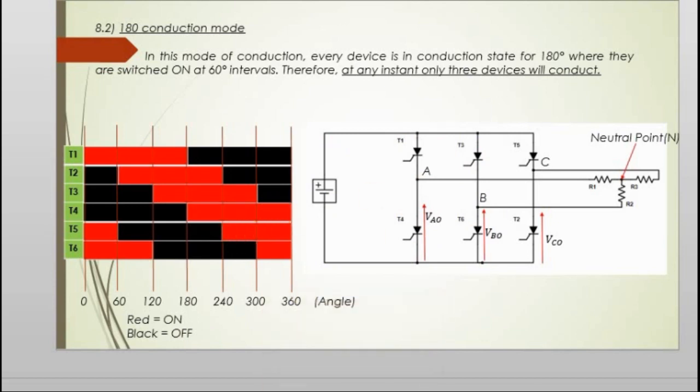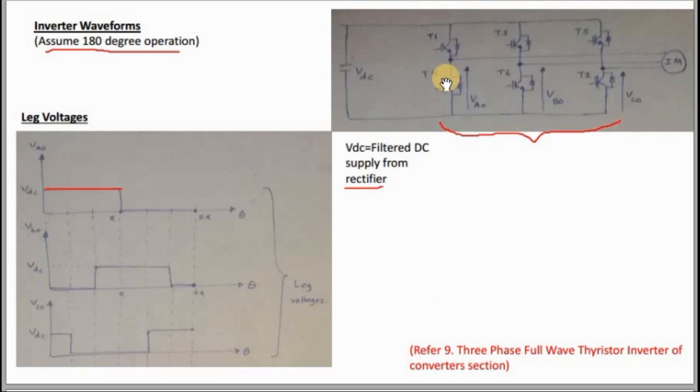So what will happen? When you turn on this one, you short circuit that one. Here voltage is 0, here voltage is 0. So VAO is 0 from here to there.